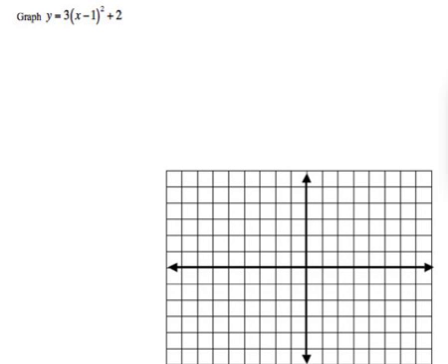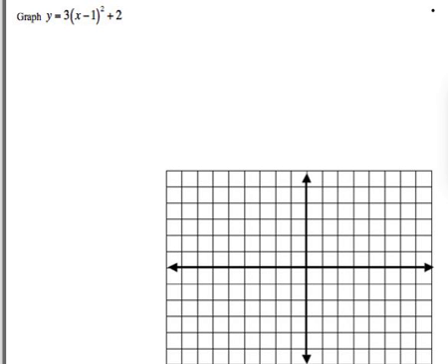Okay, hi. Today I'm going to show you how to graph a parabola and follow all the steps. So our first step is, let's look at this graph. The graph says y equals 3 quantity x minus 1 squared plus 2.